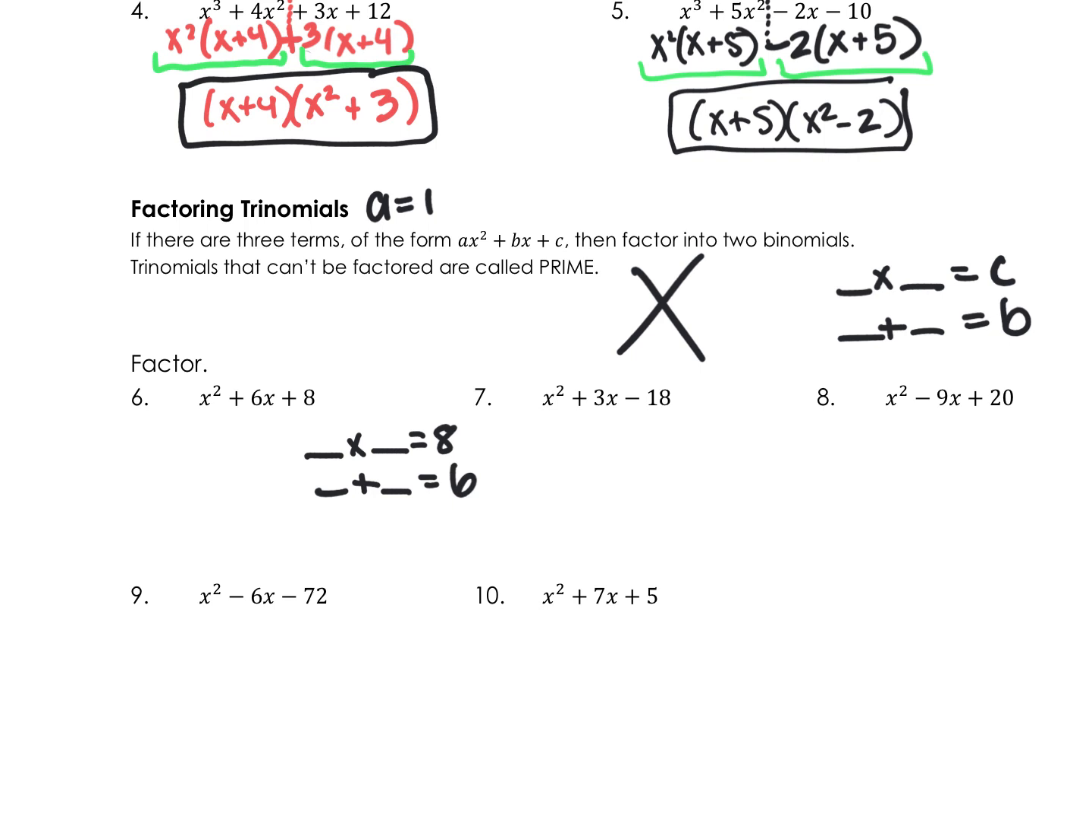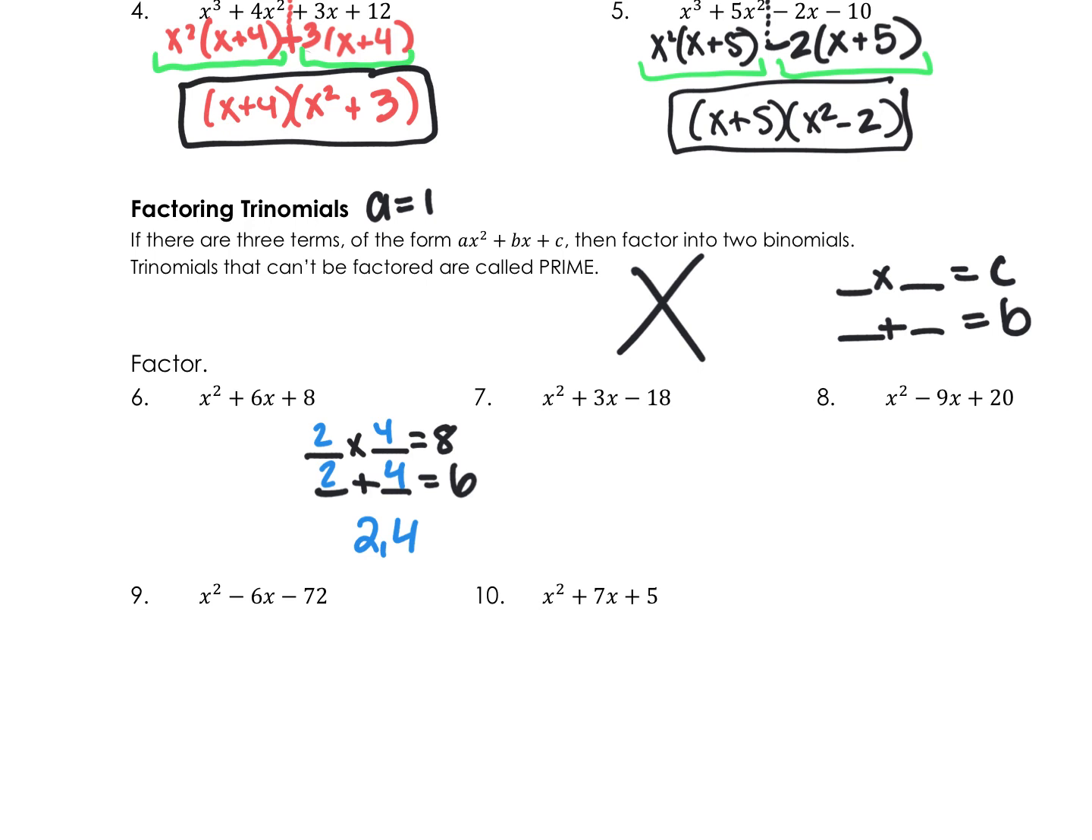Give me two numbers that multiply together to get 8. 2 and 4. What else? 1 and 8, right? That's another possibility. Now, do 1 and 8 add together to get 6? No. But do 2 and 4 add together to get 6? Yes, right? So here, those are going to be your two numbers. 2 and 4, because they multiply together to get 8 and add together to get 6. And that tells you what your factors are going to look like.